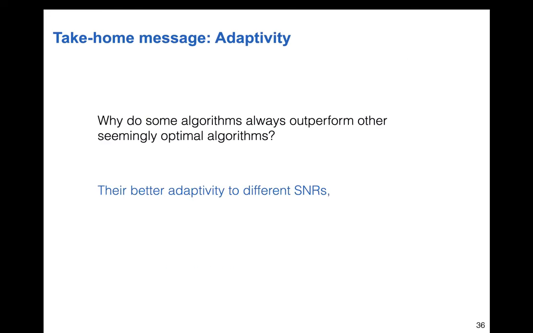I'm going to try to answer the first question I posed in this talk. So why do some algorithms always outperform some other seemingly optimal algorithms? This is because when we try to analyze the optimality of some algorithm, we always confine ourselves to a specific regime, right? We need this scaling condition, we need this asymptotic regime, we need everything to perform very well. But you really want your algorithm to perform in multiple regimes.